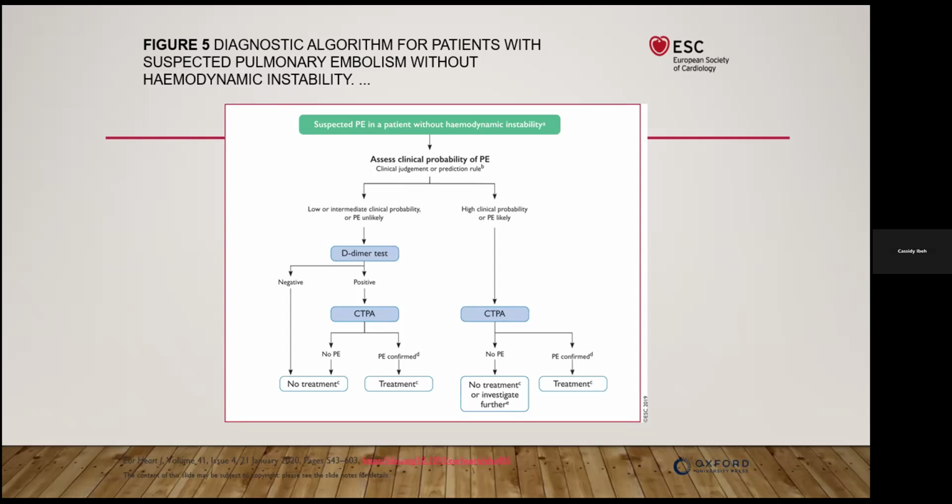If under high clinical probability, you go straight to your CTPA, which may confirm PE and warrant immediate treatment. If there is no PE, then you have to investigate further to ascertain other possible causes of the patient's symptoms.